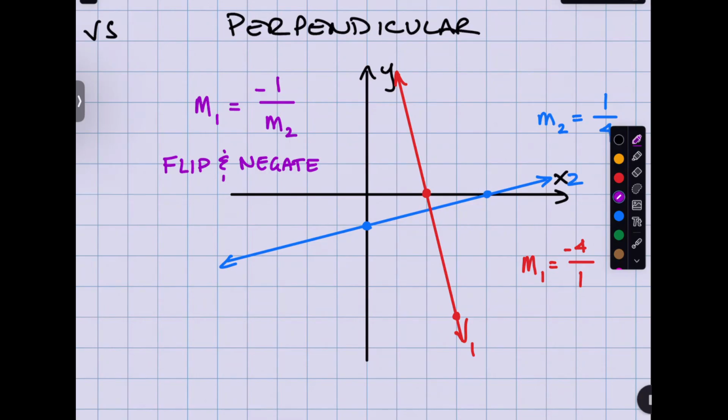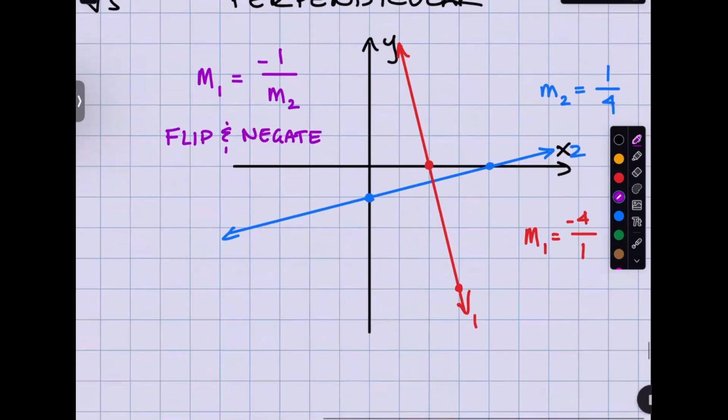Now, are there other words for this? Yes. Some people call it the negative reciprocal. Right? The reciprocal means to flip. Negative means negate it. Same idea. I just call it flip and negate.